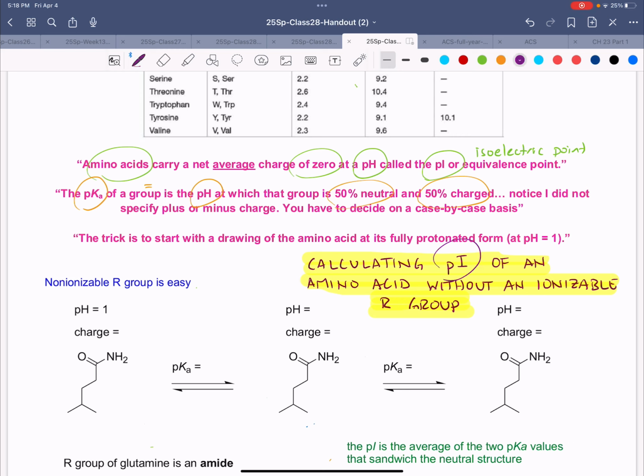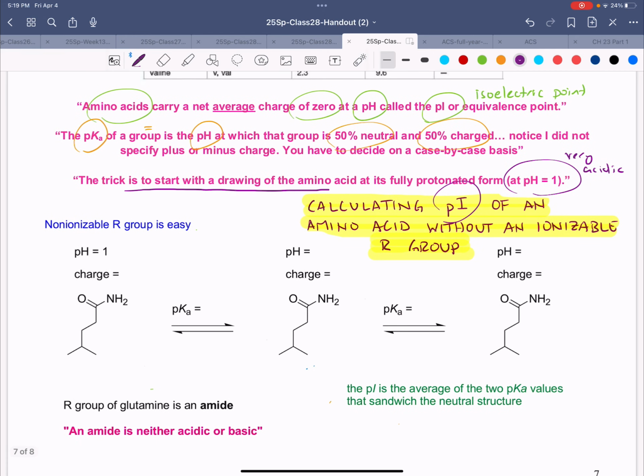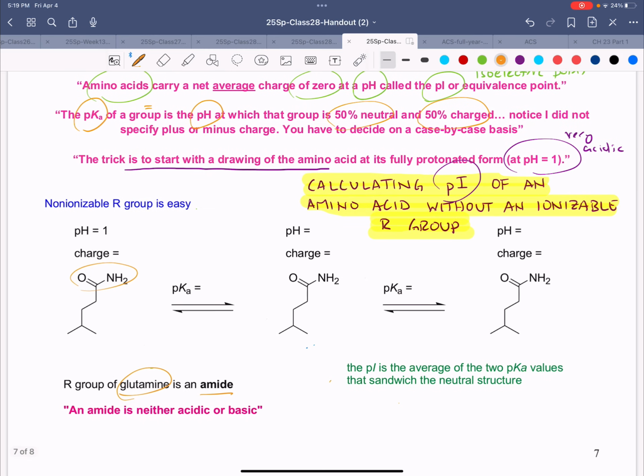The trick is we're going to start at very acidic conditions. pH 1, very acidic. It's not unreasonably acidic. I'll show you what I mean by that in this example. The example we're going to use is glutamine. It's an amide in the R group, right here. That amide is neither acidic nor basic, meaning that that group is non-ionizable.